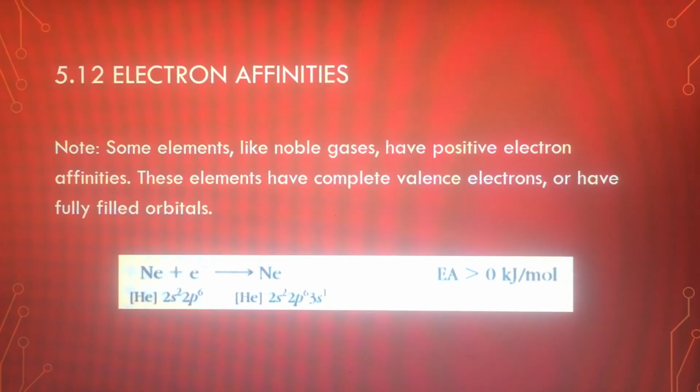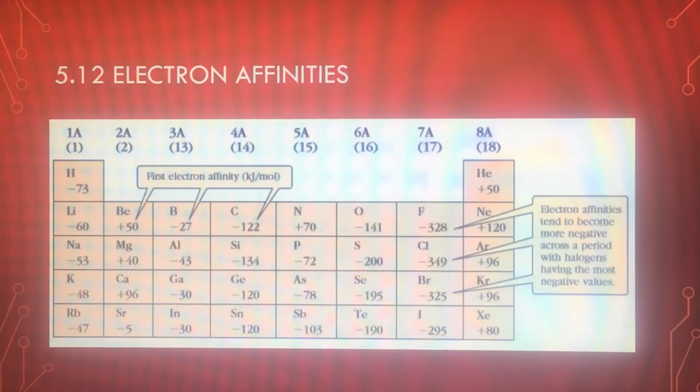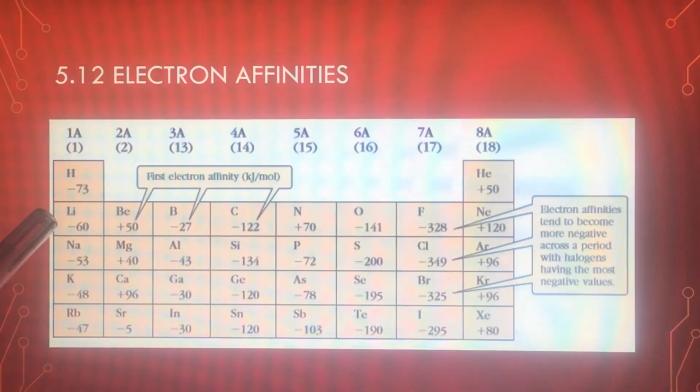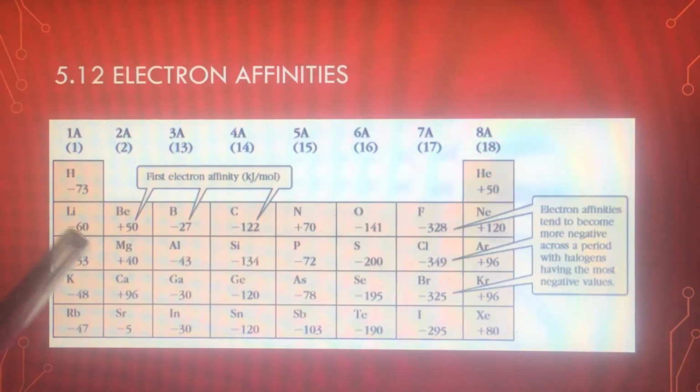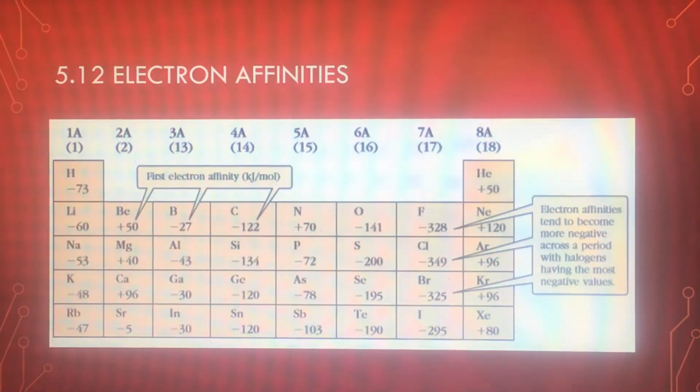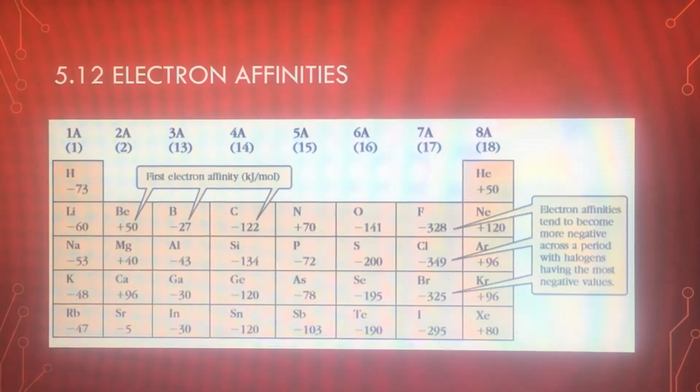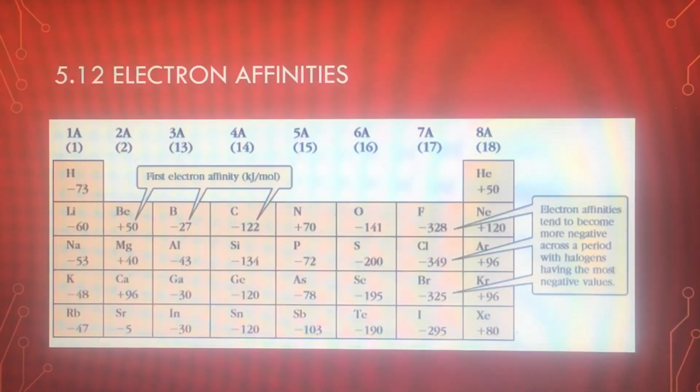Let's take a look at this table. As you can see, there is honestly no trend in the electron affinity. For example, in the second period, lithium is -60, and then for beryllium we have +50. Then boron becomes -27, and carbon -122. So what happens across a period?